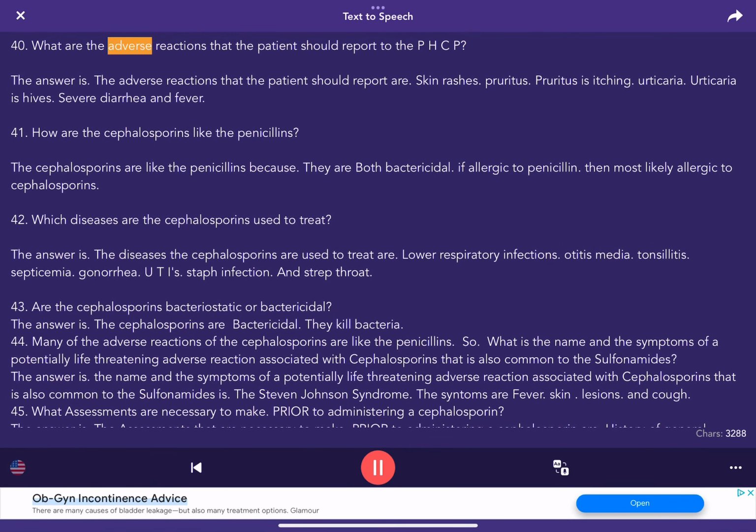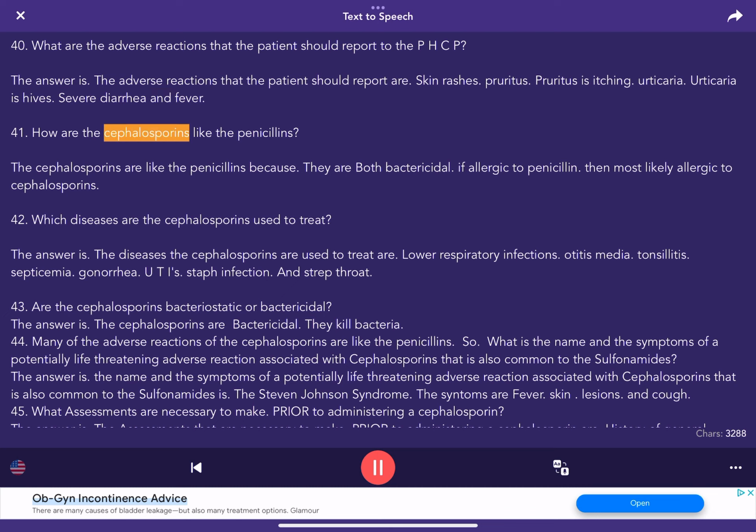40. What are the adverse reactions that the patient should report to the PHCP? The answer is, the adverse reactions that the patient should report are skin rashes, pruritus. Pruritus is itching, urticaria. Urticaria is hives, severe diarrhea and fever.